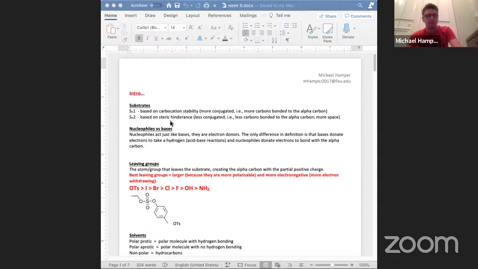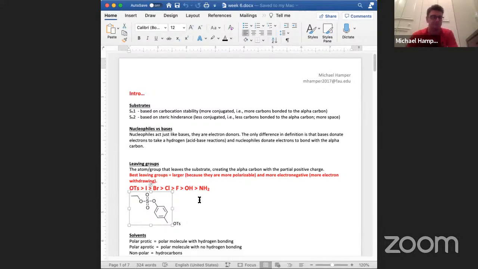You have your substrates. The major difference between SN1 and SN2 is that SN1 has an intermediate which cares about stability. There is a slight difference between nucleophile and base. They're very similar, it's just a verbiage kind of thing. Leaving groups is literally what leaves the substrate. If you've seen OTs before but haven't seen the structure, that's the structure. If you see that structure, that for sure is leaving that substrate.